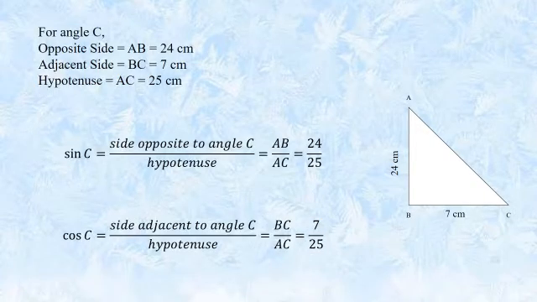We know that sin C is side opposite to angle C by hypotenuse. That is side AB by AC, which is 24 by 25. And cos C is side adjacent to angle C by hypotenuse, which is BC by AC, 7 by 25. You needn't convert them in decimal. You can leave the answer as fraction itself.